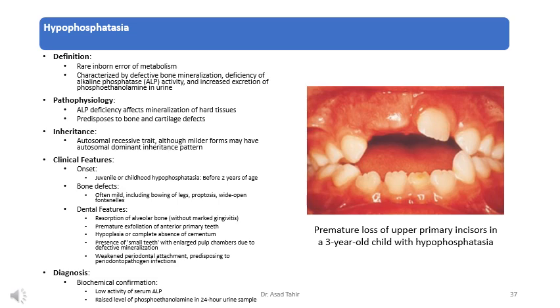Presence of small teeth with enlarged pulp chambers due to defective mineralization. Weakened periodontal attachment, predisposing to periodontopathogen infections. Diagnosis. Biochemical confirmation. Low activity of serum ALP. Raised level of phosphoethanolamine in 24-hour urine sample.